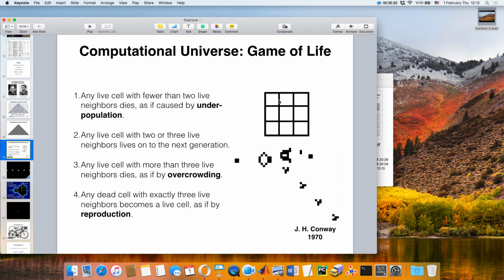If there are less than 2 ones around it, then it dies. Any leaf cell with 2 or 3 leaf neighbors lives on to the next generation. Is it clear? Any leaf cell with more than 3 leaf neighbors dies as if by overcrowding. Clear? And finally, any dead cell with exactly 3 leaf neighbors becomes a leaf cell as if by reproduction.